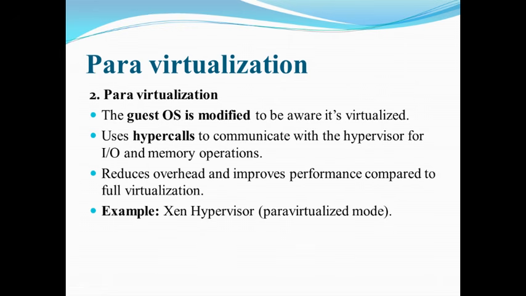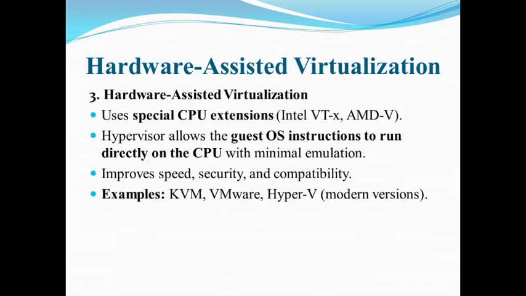Hardware-assisted virtualization. In hardware-assisted virtualization, modern CPUs from Intel and AMD support virtualization via special extensions, Intel VT-x and AMD-V. This allows most guest instructions to run directly on the hardware without needing emulation. It boosts performance and security and is now standard in most hypervisors like KVM, VMware, and modern Hyper-V.